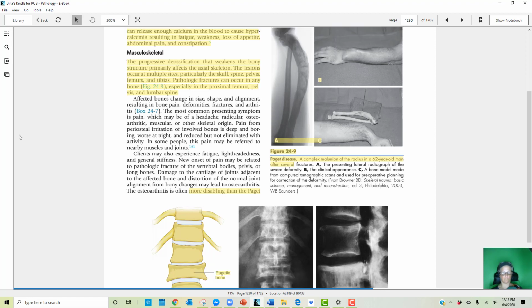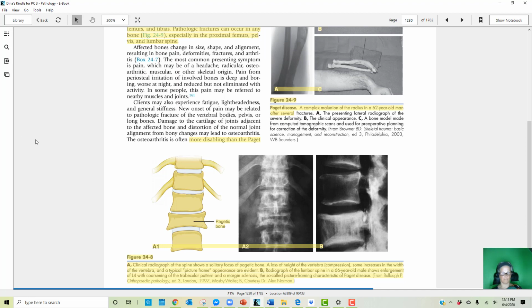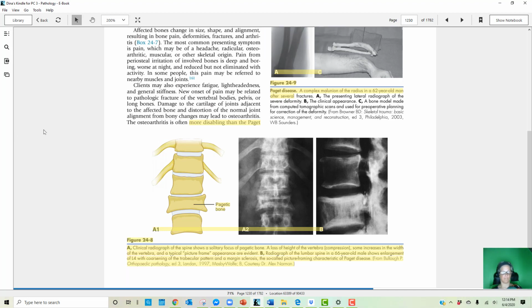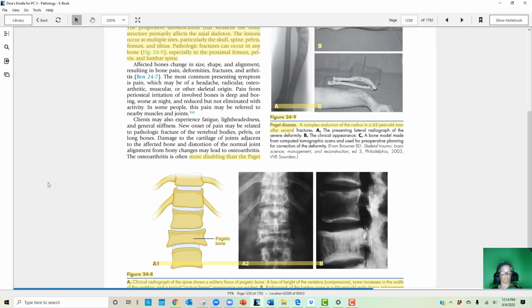Box 24.7. The most common presenting symptom is pain, which may be of a headache, radicular, osteoarthritic, muscular, or other skeletal origin. Pain from periosteal irritation of involved bones is deep and boring, worse at night, and reduced but not eliminated with activity. In some people, this pain may be referred to nearby muscles and joints. Clients may also experience fatigue, lightheadedness, and general stiffness.